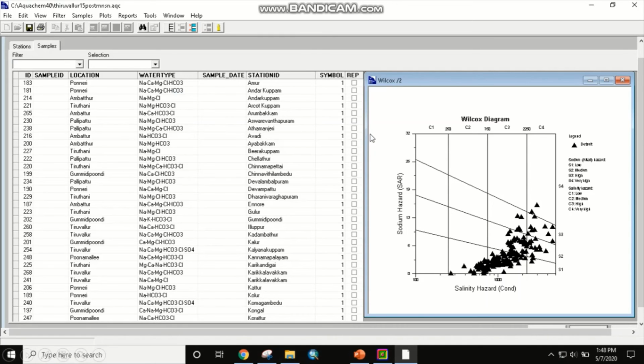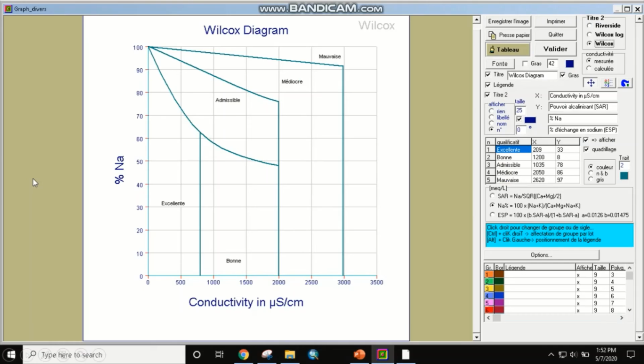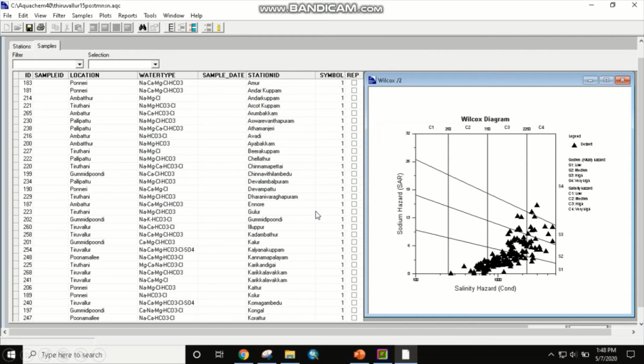So in this next slide, we have given how the Wilcox diagram looks like in Aquachem software. As I have already told you, in Aquachem software they have given S1, S2, S3, S4. In one of our literature articles, a research article we have seen, they have given S1, S2 and C1, C2 like that. So that is only possible by creating the Wilcox diagram in Aquachem software.